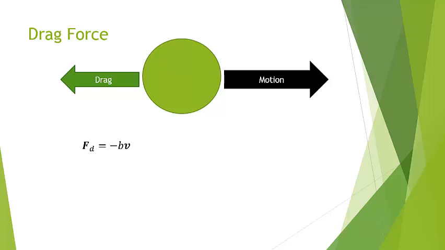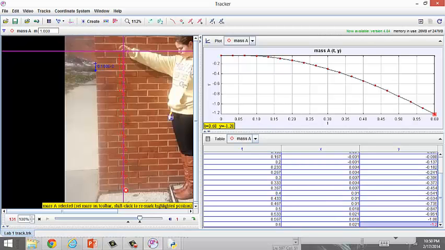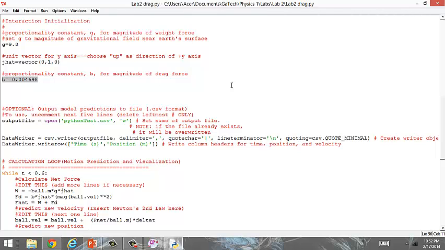However, for this case, I used the square of the magnitude of the velocity as a base and then entered in different values of b until the final position of the model matched the final position from the Tracker analysis. From the Tracker, we found the final position to be negative 1.2 meters. The value for b in this case was found to be 0.004698.